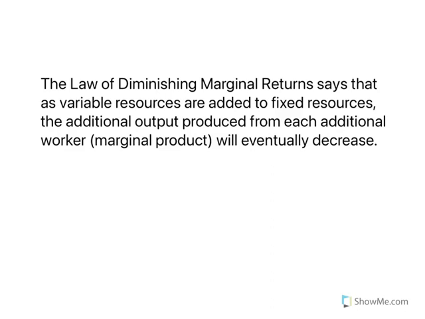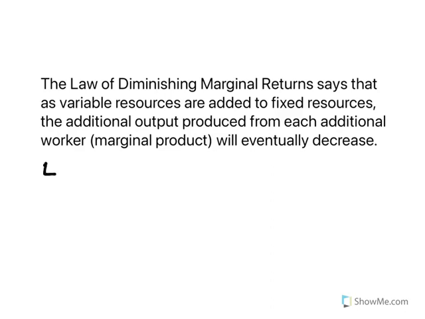Now, a really key important part of this is the law of diminishing marginal returns, which says that as variable resources are added to fixed resources, the additional output produced from each additional worker, marginal product, which we'll talk about in a minute, will eventually decrease. In other words, think of it this way. If you have a company and you aren't producing any product, you have zero output.